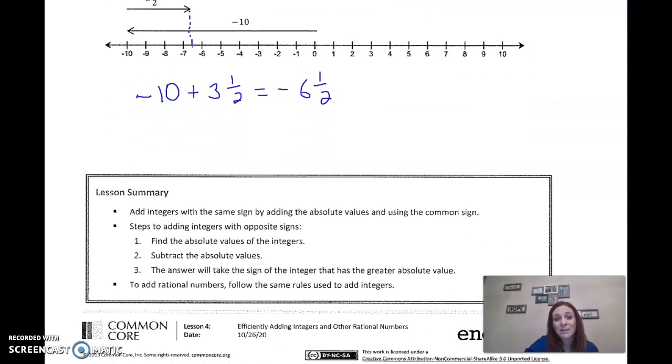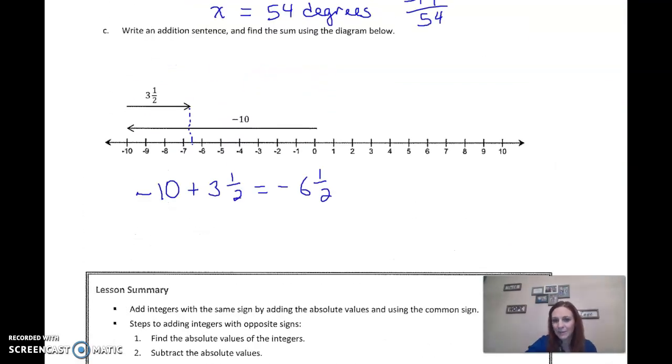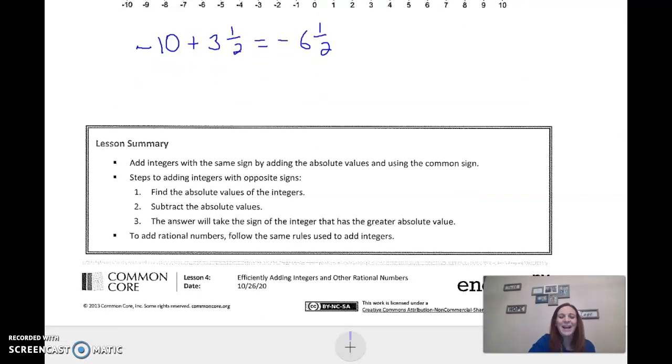Big ideas here, guys. Adding integers. Adding integers with the same sign means we add their absolute values and use the common sign. But if they're opposite signs, take the absolute value, subtract the absolute value, bigger minus smaller. The answer is going to take the sign of the integer that has a greater absolute value. If they're fractions or decimals, we're going to follow the same rules.